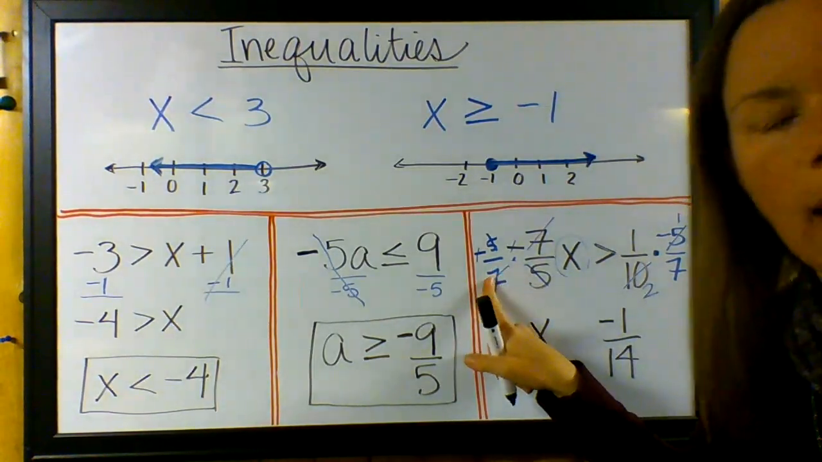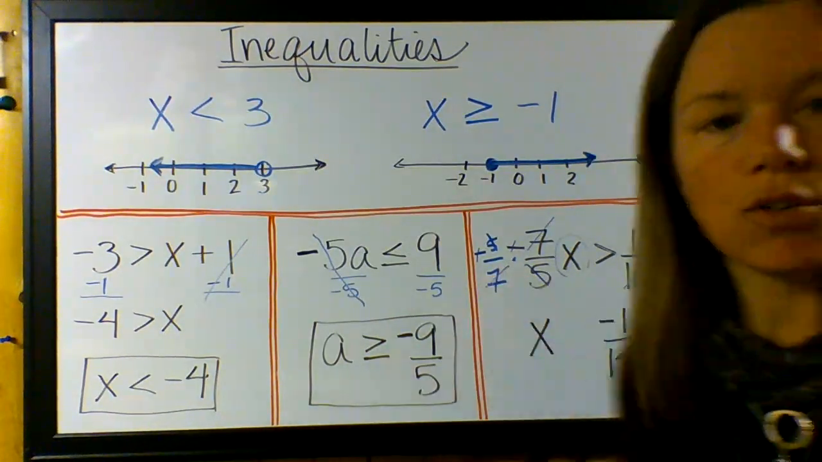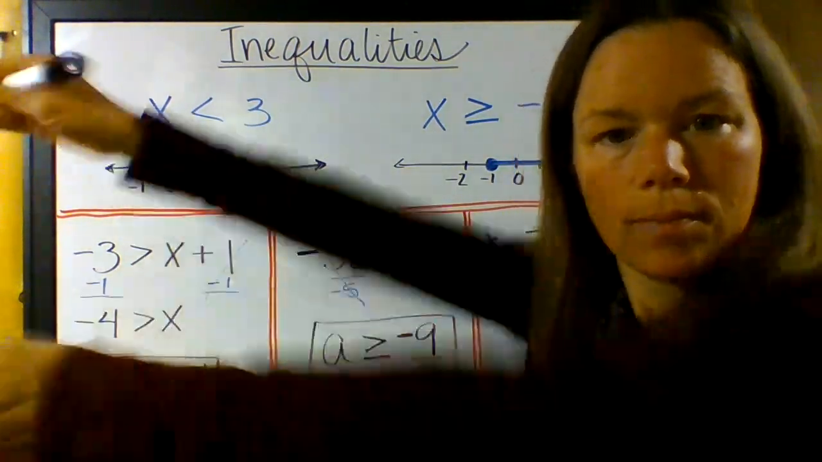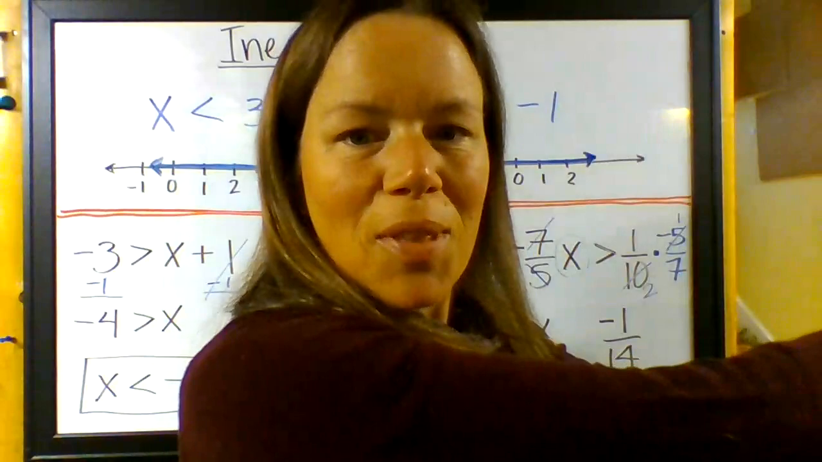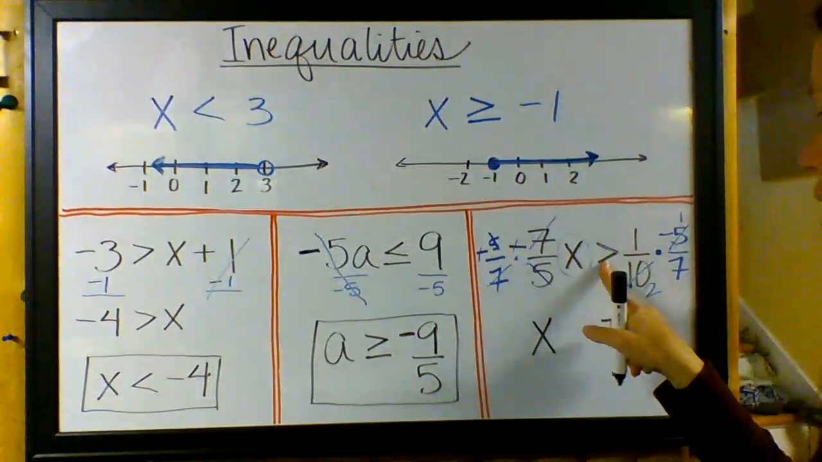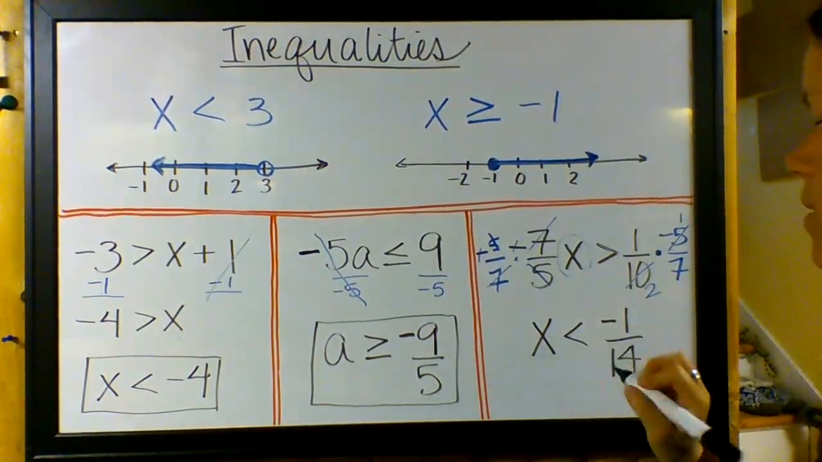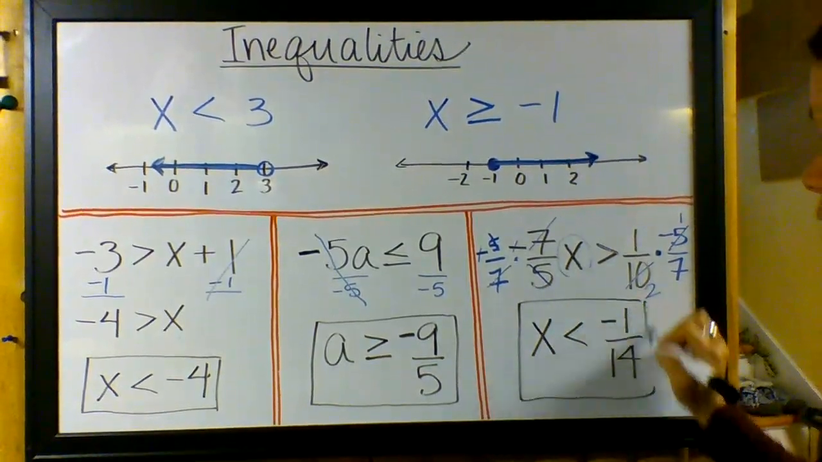But what did I do? I had to multiply by a negative. So what do you do when you multiply by a negative? Flip to the other side. Okay, so I have a greater than symbol. Now it needs to be less than. Put a box around your answer.